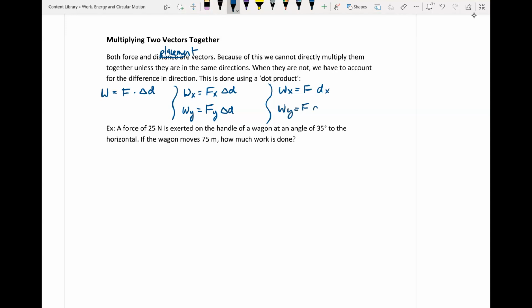And the same thing in our y direction. When this occurs, we do need to change it into its components by using sine or cos theta. So we could use, instead of dx, d cos theta. Instead of dy, we could use d sine theta. And same thing for our force in its x and y components as well.